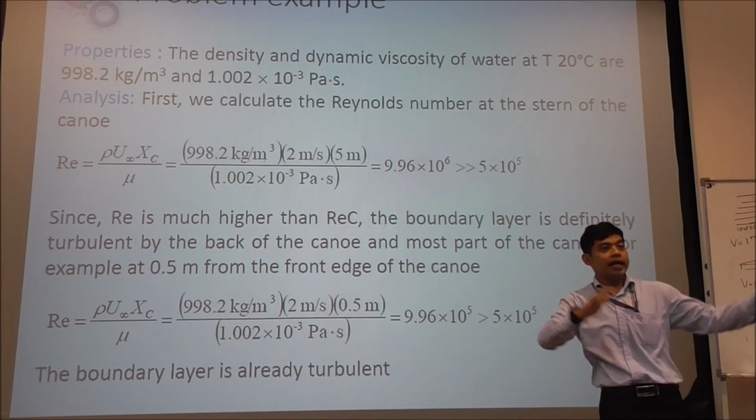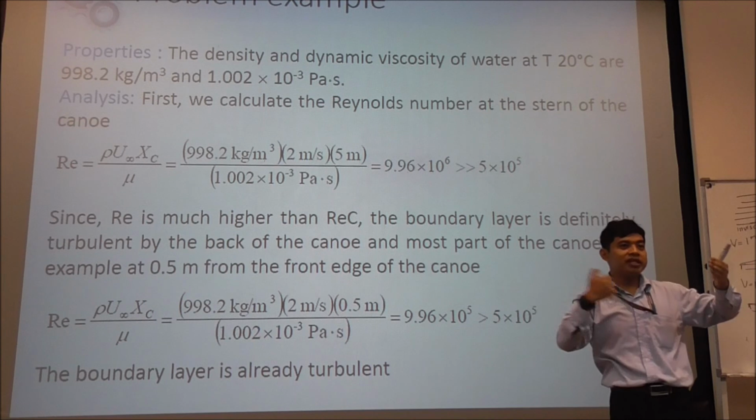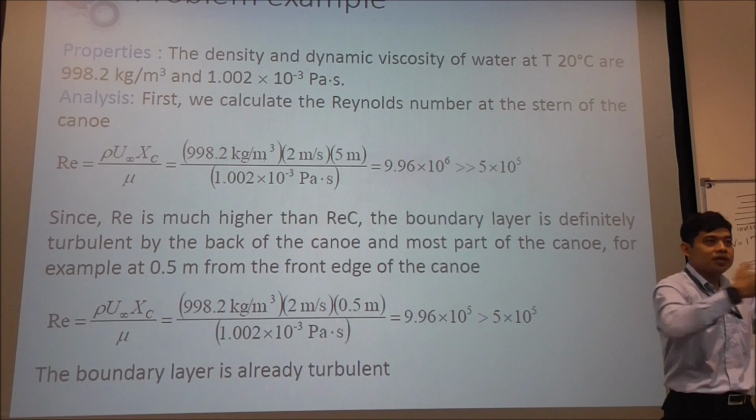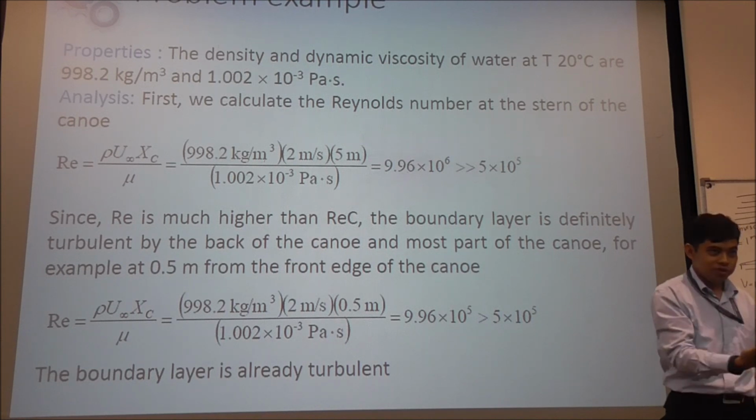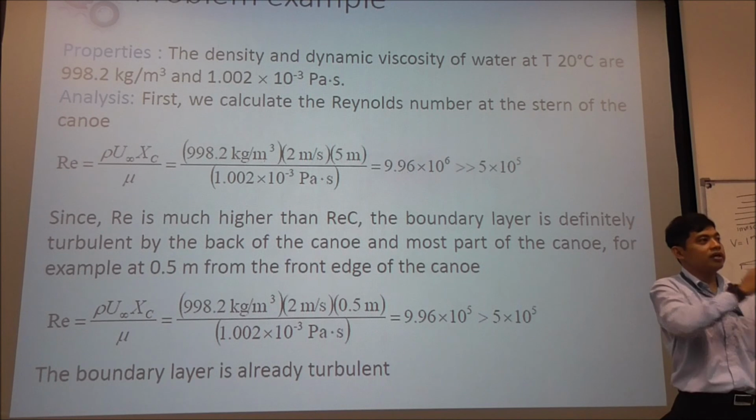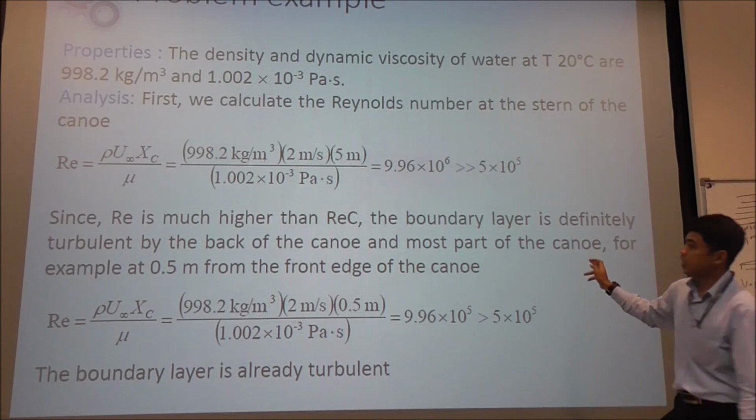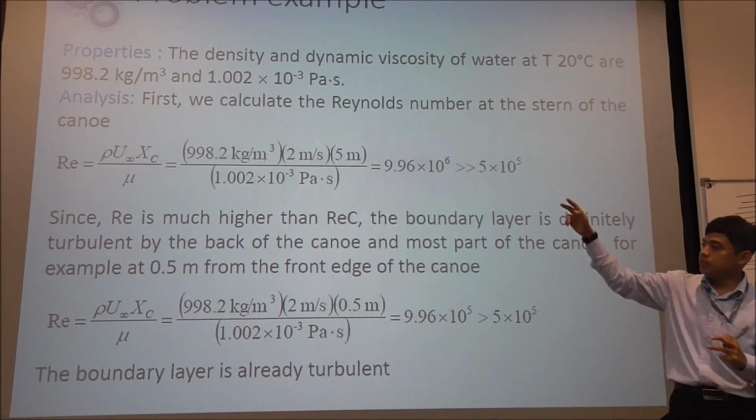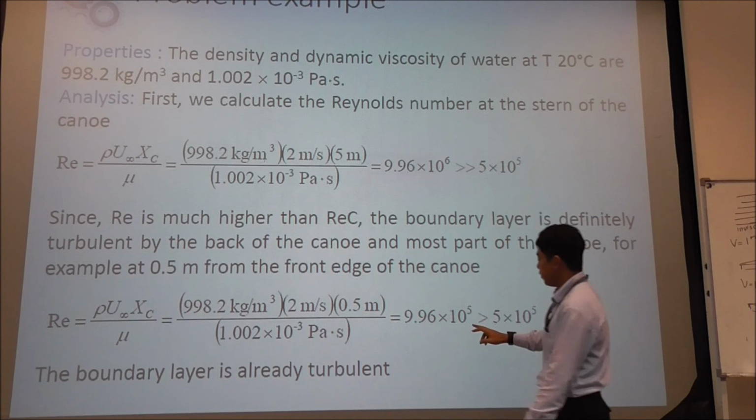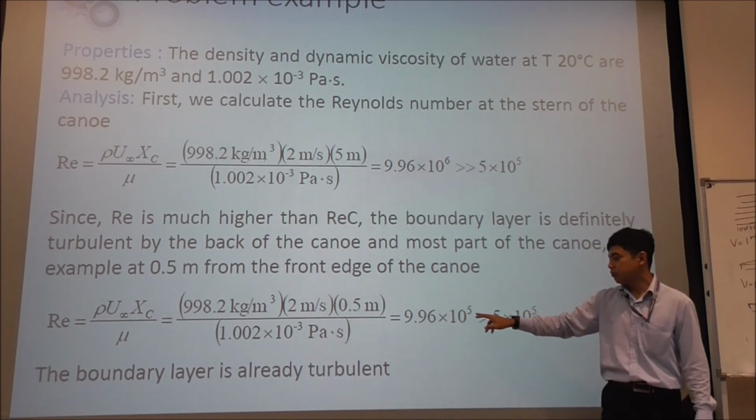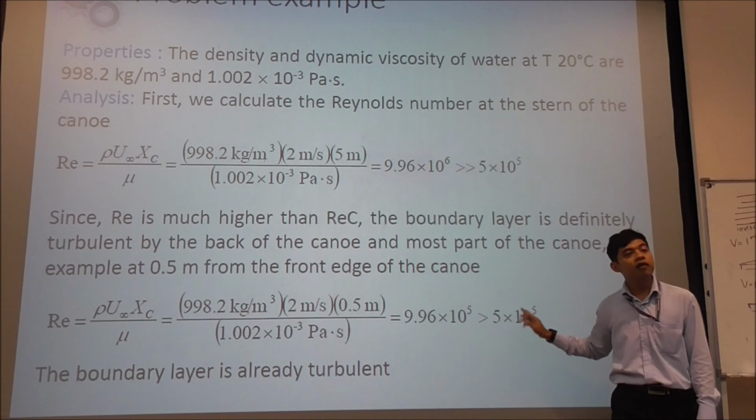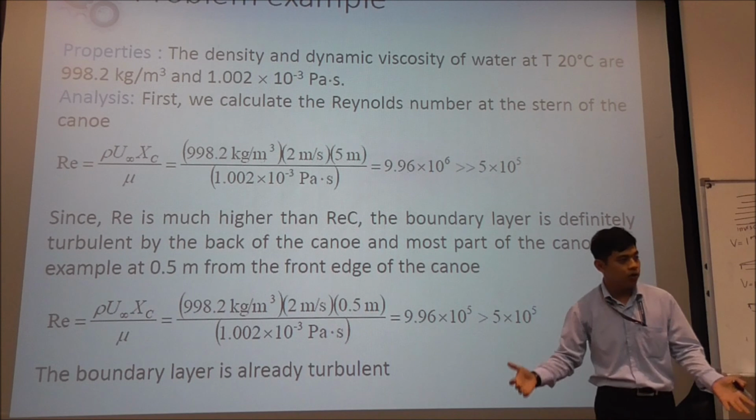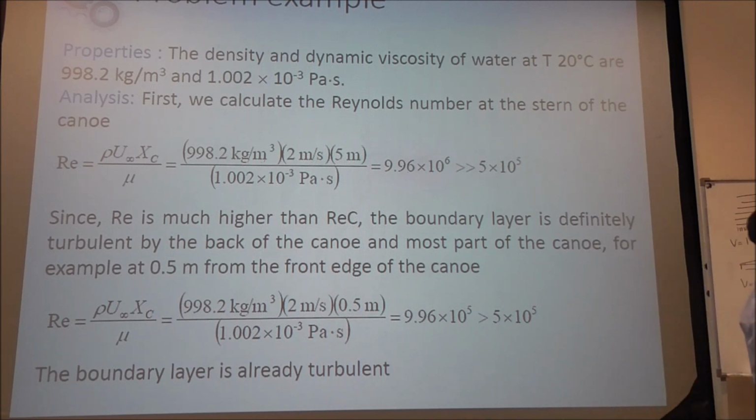But that is at the end of the canoe. How about the other part of the canoe? You do not know yet, right? Because it will change from laminar into turbulent. So, in this case, I will take just 10% of the length of the canoe. The length is 5 meters, so I take 0.5 meters. I found it 9.96 times 10 to the power of 5, which is still above the threshold. So I can safely say that the canoe is in the turbulent region.